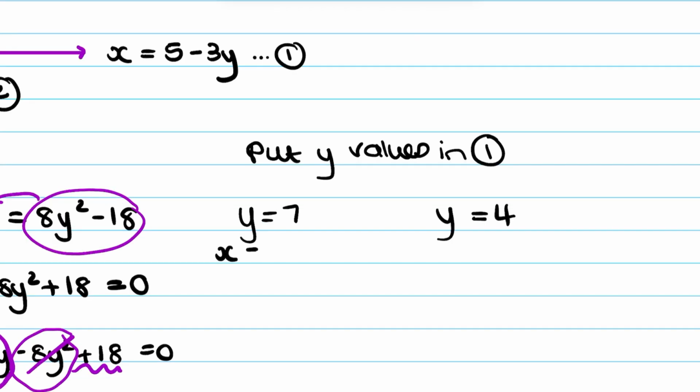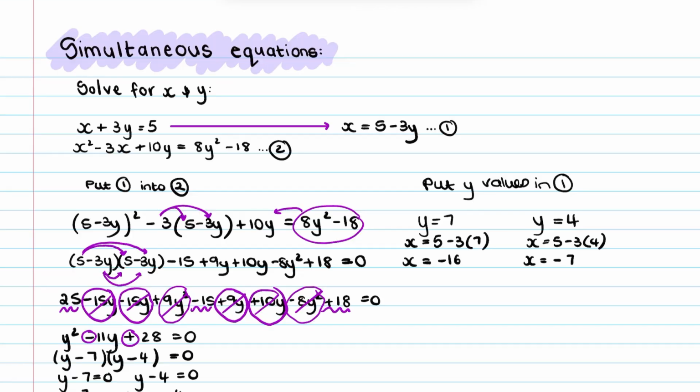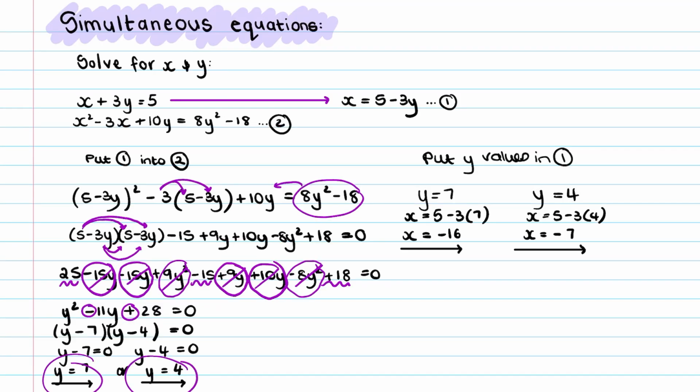So you're going to have x equals to 5 minus 3 times 7. That's going to give you x is equal to negative 16. And then on the other side, you're going to have x is equal to 5 minus 3 times 4, and that, if you plug it into your calculator, is going to give you negative 7. And those then are your answers. It's very important with simultaneous equations that you have 4 answers. You need to have 2 y values and 2 x values. Then you know that you have indeed done this correctly.